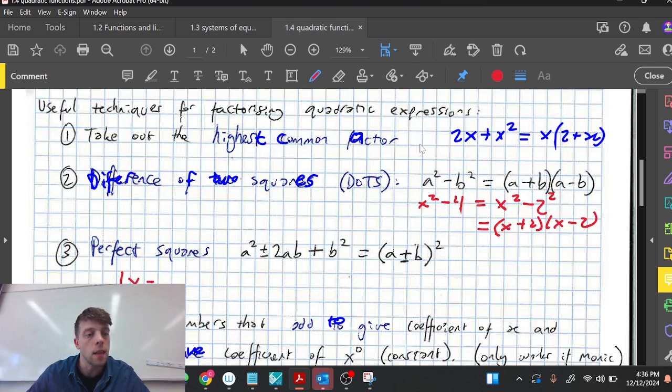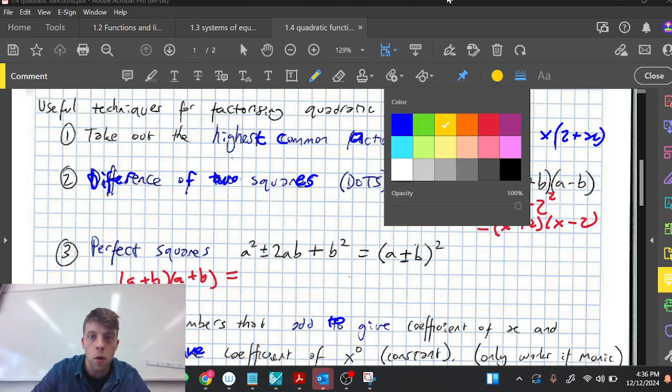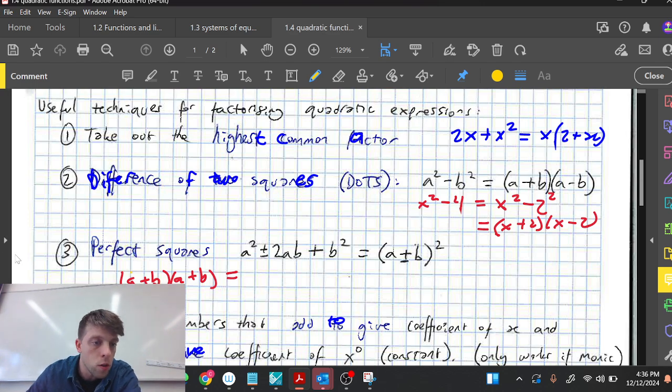We have, let's call them a and b. A plus b times a plus b. That's what squared means, times the number by itself. We can go FOIL for this. So let me show you how that works. We're going to go first terms, outer terms, inner terms, last terms.